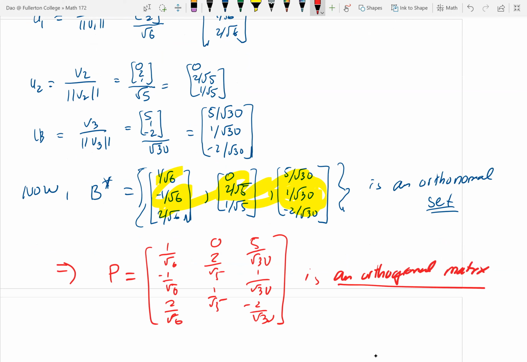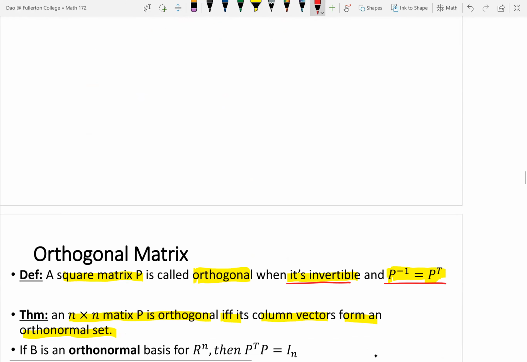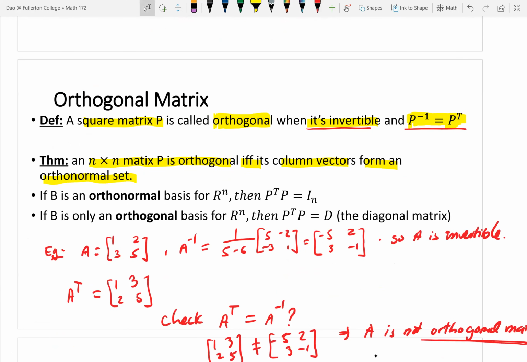Is that clear? All right, so back to that. Very nice theorem. A matrix is orthogonal if and only if its column vectors form an orthonormal set. So that's what we did up there, and that's the reason we need those up there. All right, so next one.